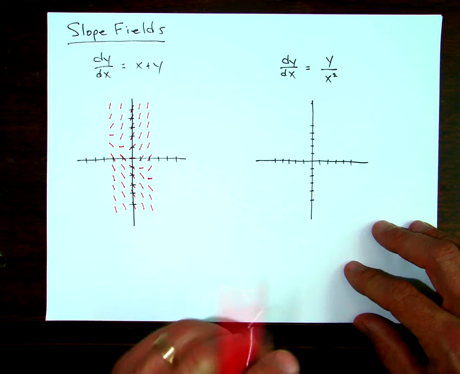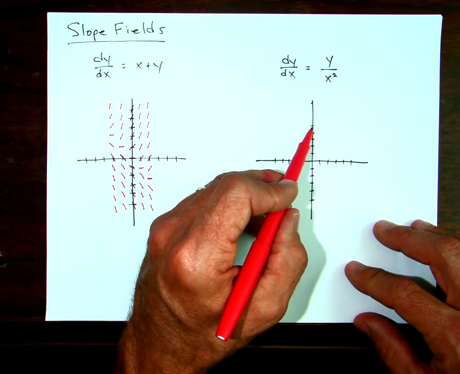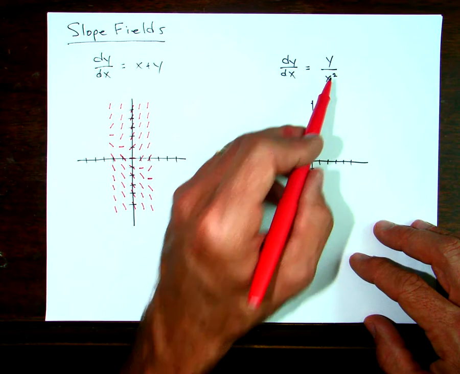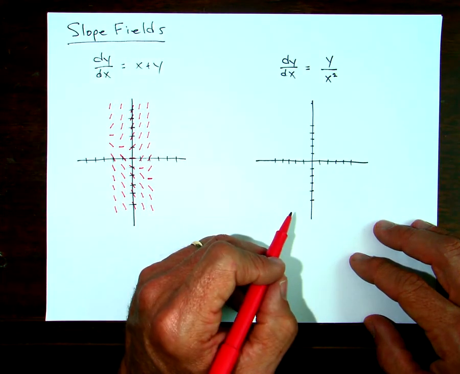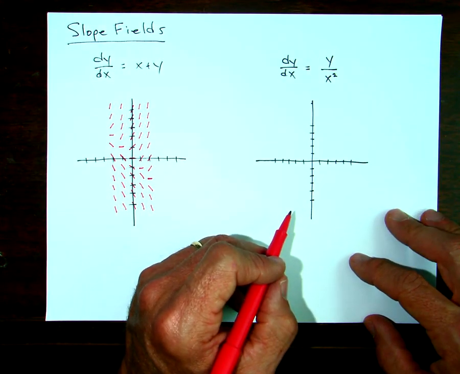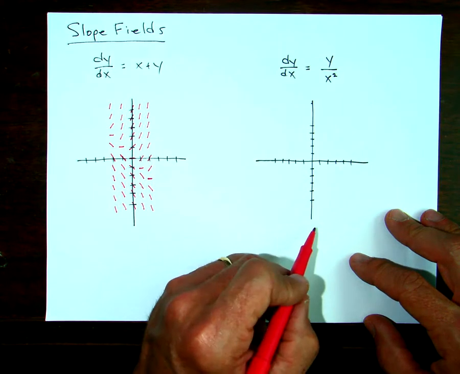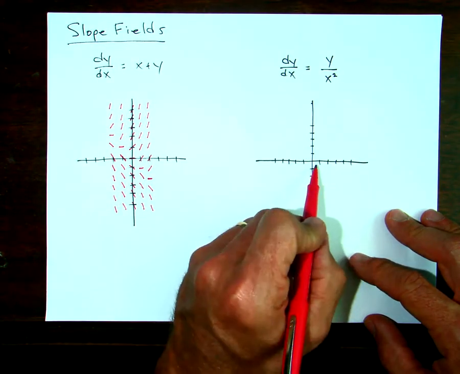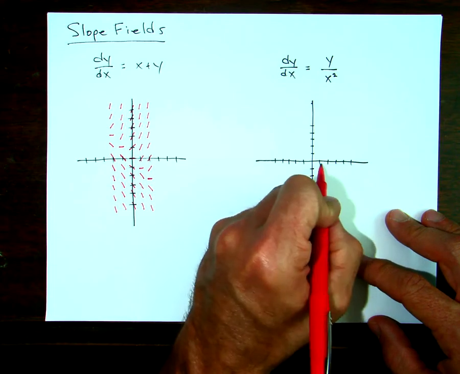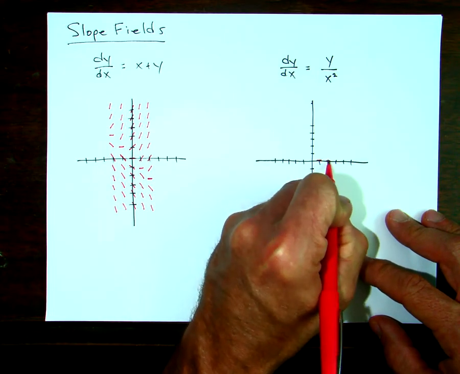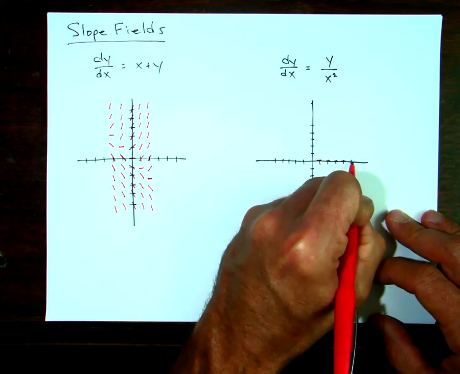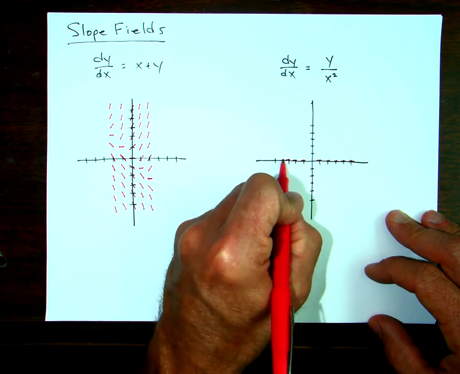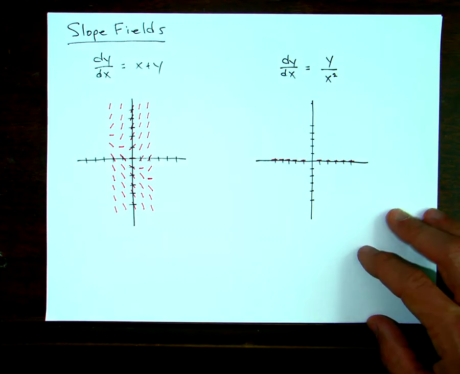So the one thing to notice here is that for y over x squared, anytime x equals 0, this is going to be undefined, right? Because I can't divide by 0. So I'm not going to have anything along the y-axis. Along the x-axis, though, y is 0, so I'm just going to have 0, 0, 0, 0. Because no matter what x is, if I divide 0 by that number, it's always going to be 0.